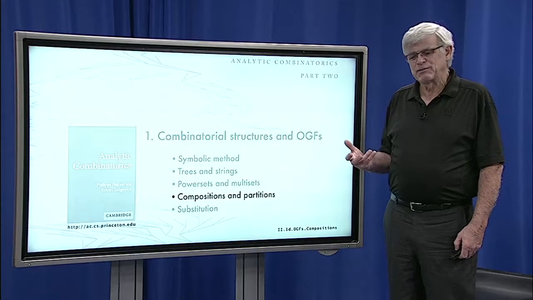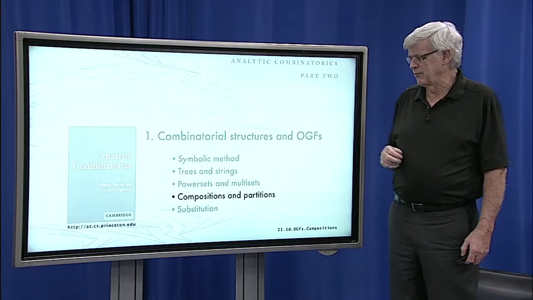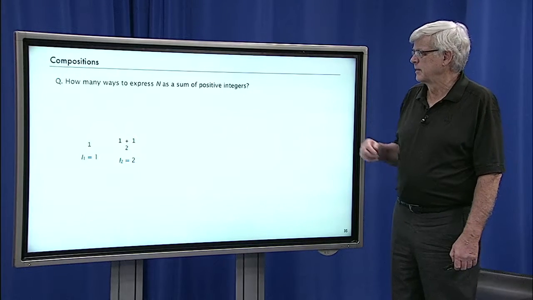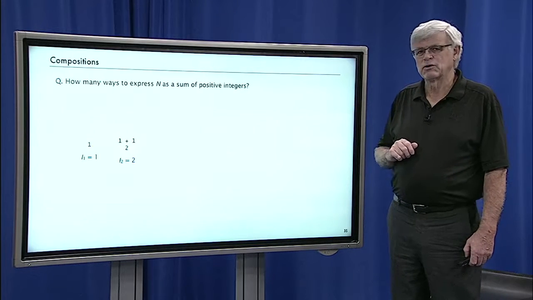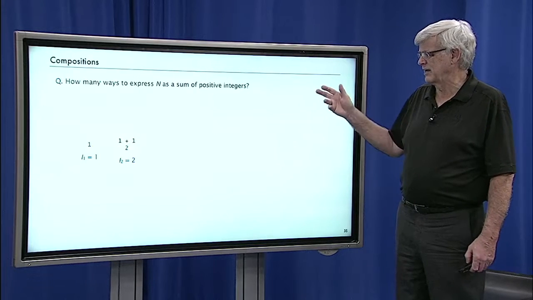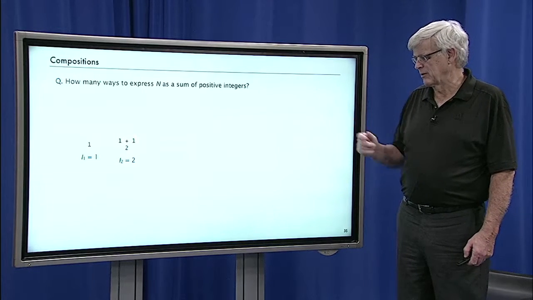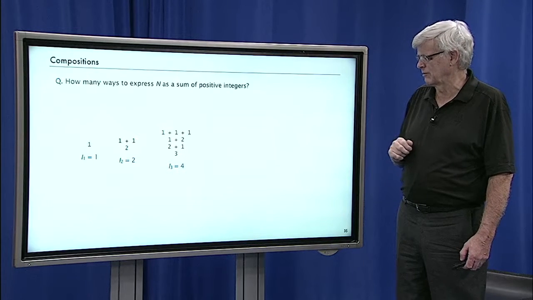Now we're going to look at compositions and partitions, which are interesting combinatorial objects that are well studied and well explained by the symbolic method. So composition is a simple idea. You want to know the number of different ways to express n as a sum of positive integers. So 2 could either be 1 plus 1 or 2. 3 could be 1 plus 1 plus 1, or 1 plus 2, or 2 plus 1, or just 3.